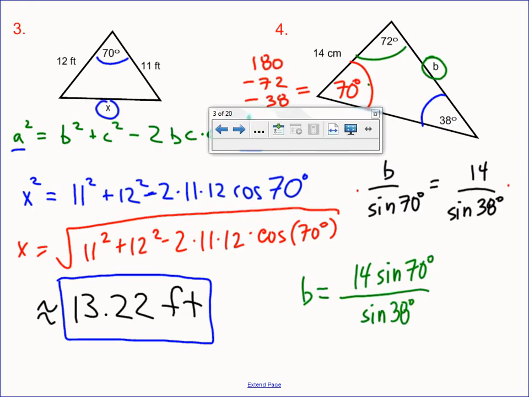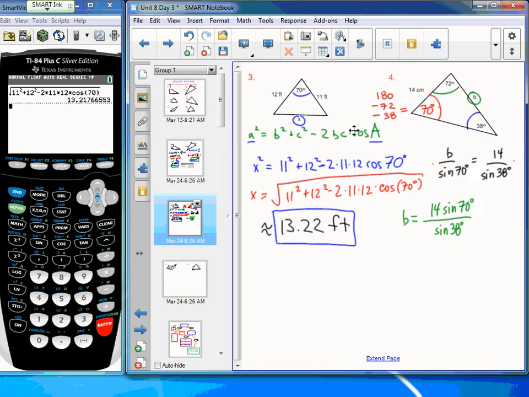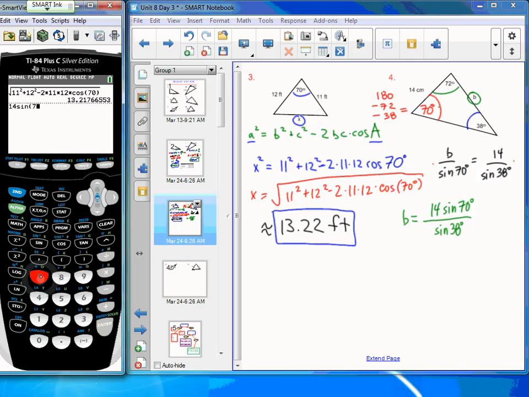Again, I don't know what that is, so I'll go to a decimal approximation and get 14 sine of 70 degrees, close angle, all over sine of 38 degrees, close angle, and I get about 21.4 centimeters.